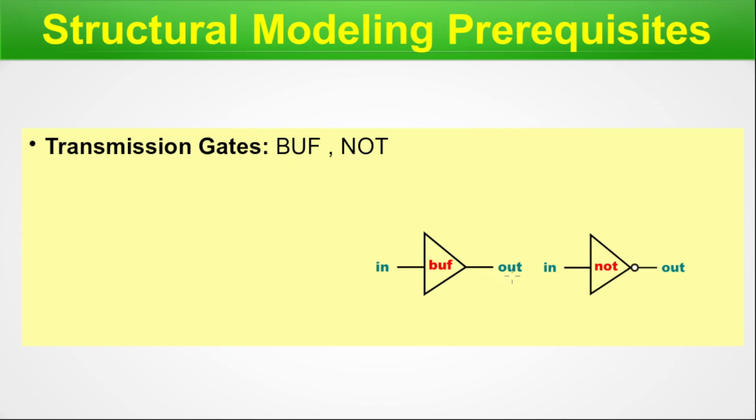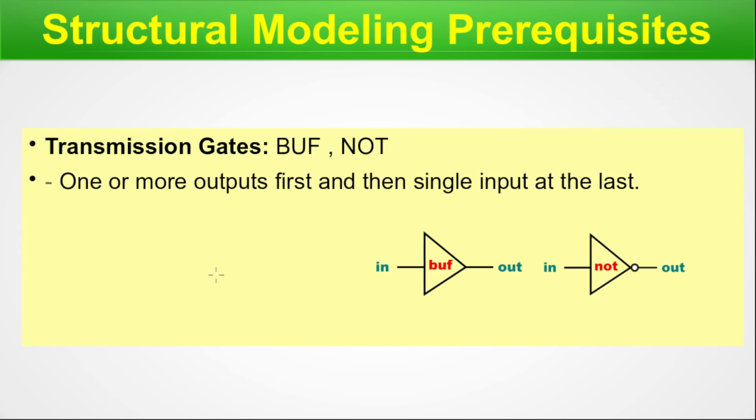This has one input and one output. However, there can be various scenarios. One or more outputs come first and then a single input at the last. So it can drive multiple things. Here you can have more outputs. The output comes first and the input is single. This is the nature: it is expected to be single input, single output, however, due to drivability, you can have multiple output ports here.